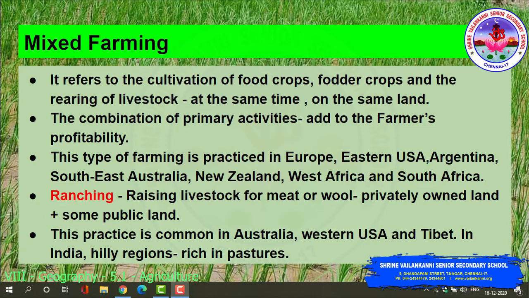Here ranching is also done. Ranching is raising livestock for meat or wool on privately owned land along with the use of some public land. This practice is common in Australia, Western USA and Tibet. In India, in the hilly regions, ranching is done.